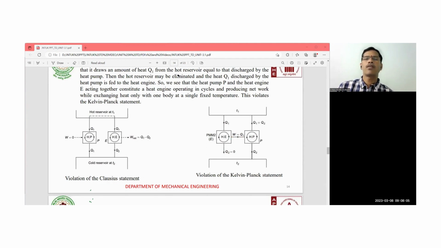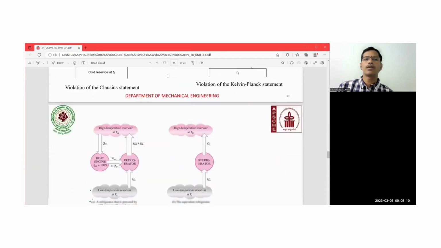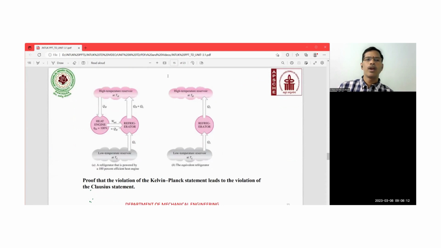So the violation of one statement leads to the violation of the other statement. If you can do that one, then it is going to do this one. So prove that violation of the Kelvin-Planck statement leads to the violation of the Clausius statement. What is that here? If you observe this particular sketch, the refrigerator is transferring heat from the low temperature reservoir, that is QL, which is equal to Q2, right? And it is rejecting the heat QH, that is Q1, to the high temperature reservoir.